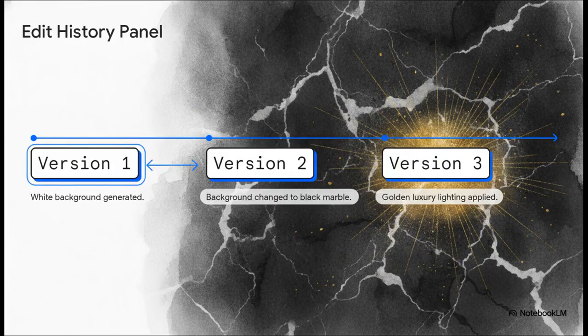And you know, a huge fear with editing is messing up a perfectly good image. But the history panel saves every single step. Think about how the timeline works here. You generate a white background, change it to black, and then add some golden luxury lighting. But wait, actually, scratch that, you realize the sleek black version was better. No problem, you can instantly jump right back to version 2.